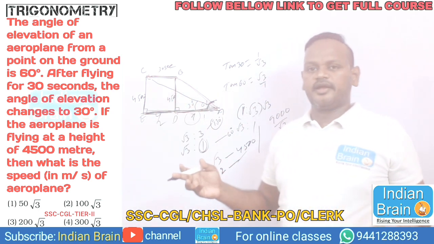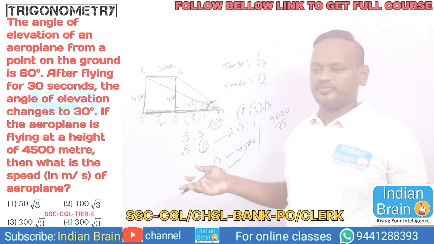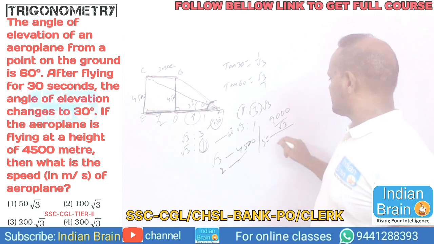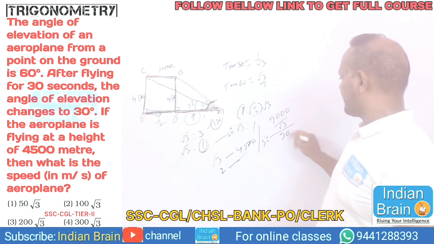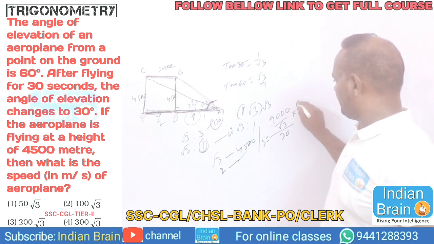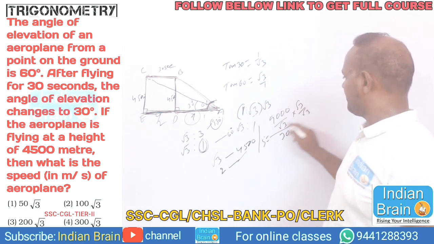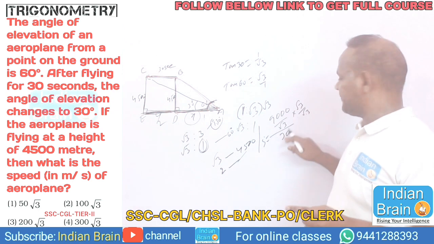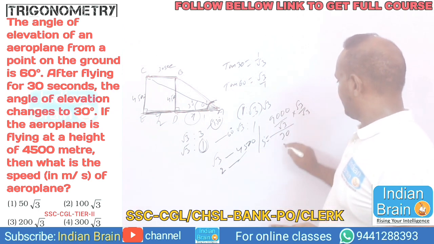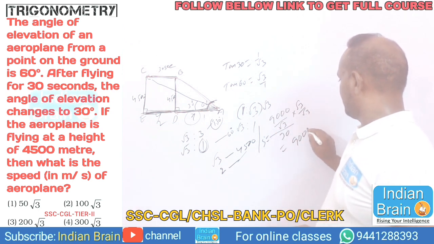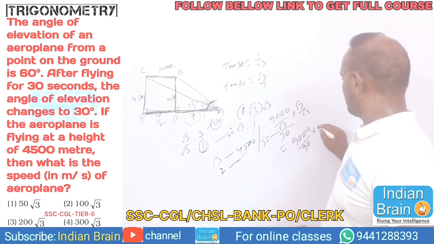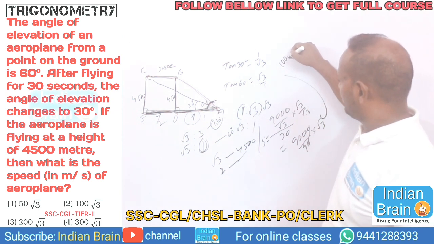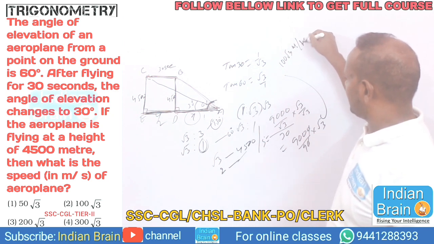I got the distance. Again, what do you want? Speed, right? Distance by time. Distance is in meters. I want the time. Speed is nothing but distance by time, 30. 30 means again it will crack, right? Of course it should be into root 3 by root 3 again. Don't confuse. Root 3 square means 3. 3 3s are 90. 9000 by 90 is nothing but 100, of course root 3 will be there. The answer is 100 root 3 meters per second.